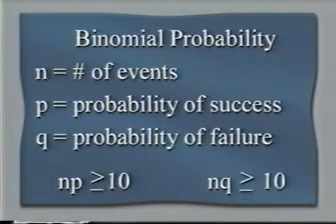We can use the normal situation for binomial situations, because it turns out that most binomial situations are normally distributed. There are certain specific requirements. If you take the number of events in a trial, in a binomial trial, n, and multiply it by p, the probability of success, and if you take n and multiply it by q, the probability of failure, both those numbers must be at least 10. If they are, then you can use the normal distribution to approximate your binomial situation.